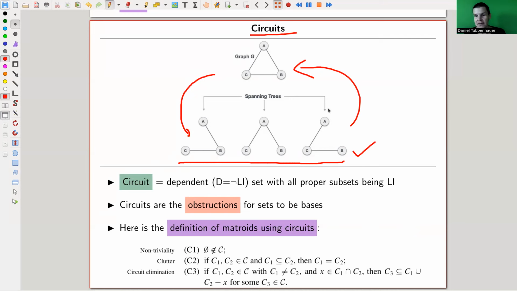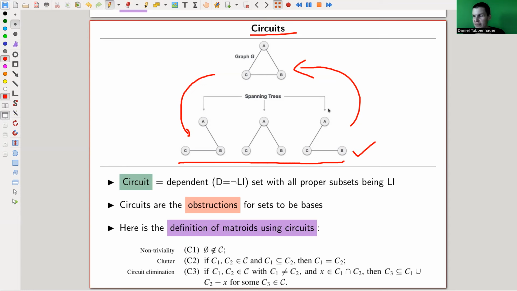And it turns out that the defining properties of a circle are the following. Well, you certainly want some set of them, and it should be non-zero. But then you have this funny clutter axiom, namely, whenever you have a circle and another circle, and one of them is contained in the other, then they must be equal. Essentially, by this, if I take out one edge, it should be linear dependent property. So you never have a chain of them. Okay. And the circuit elimination is what is down below.